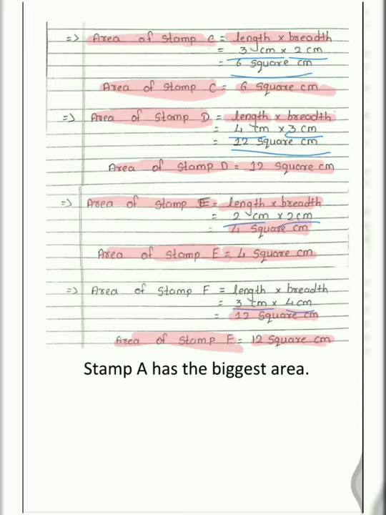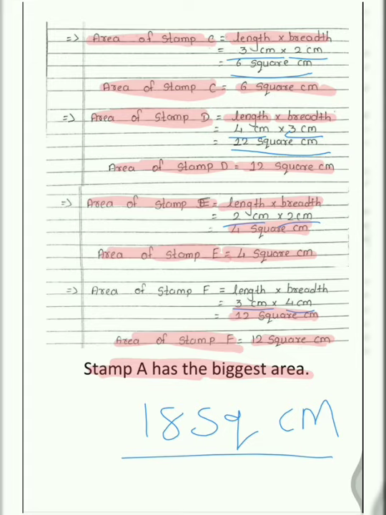If we observe it, out of all the stamps, stamp A has the biggest area of 18 square centimeter. Clear? This is the answer of the first one. Clear? Second one.